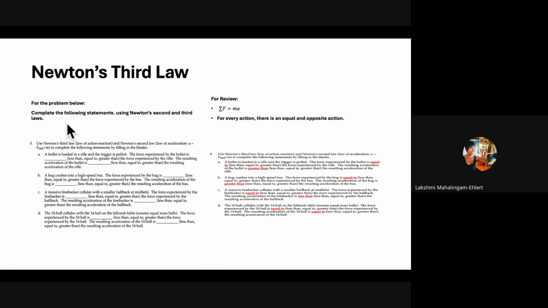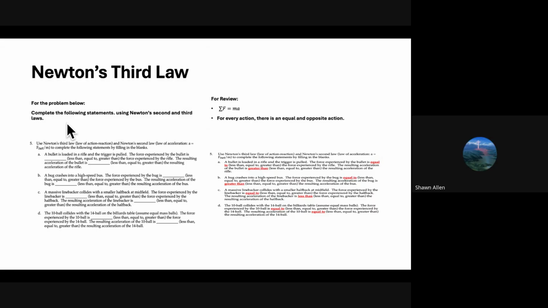Speed, we're just talking about how much the bug's speed changes, not the speed itself. Is that right? It changes really drastically compared to the bus's speed because the bus just keeps moving. It doesn't really feel the bug. And that's the greater than part, relative to the bus. So the force that they feel is the same, but the acceleration is not going to be the same because the bus is more massive.